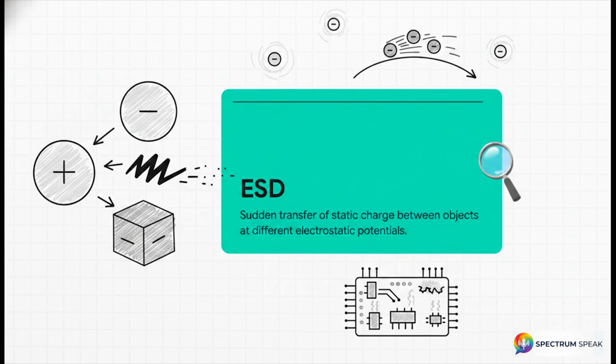So what's actually happening here? Electrostatic discharge, at its core, is just the sudden transfer of static charge between objects at different electrostatic potentials. Static charge is simply unbalanced electrical charge just sitting there at rest, a deficiency or excess of electrons. But when those charges find a bridge to a different potential, they move, and they move ridiculously fast.